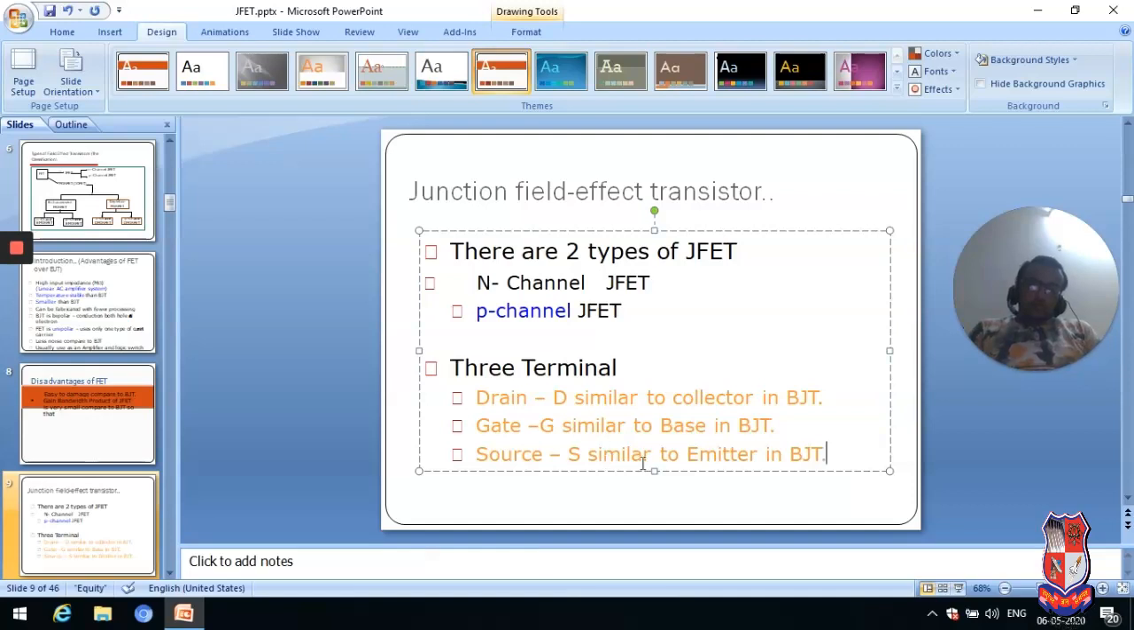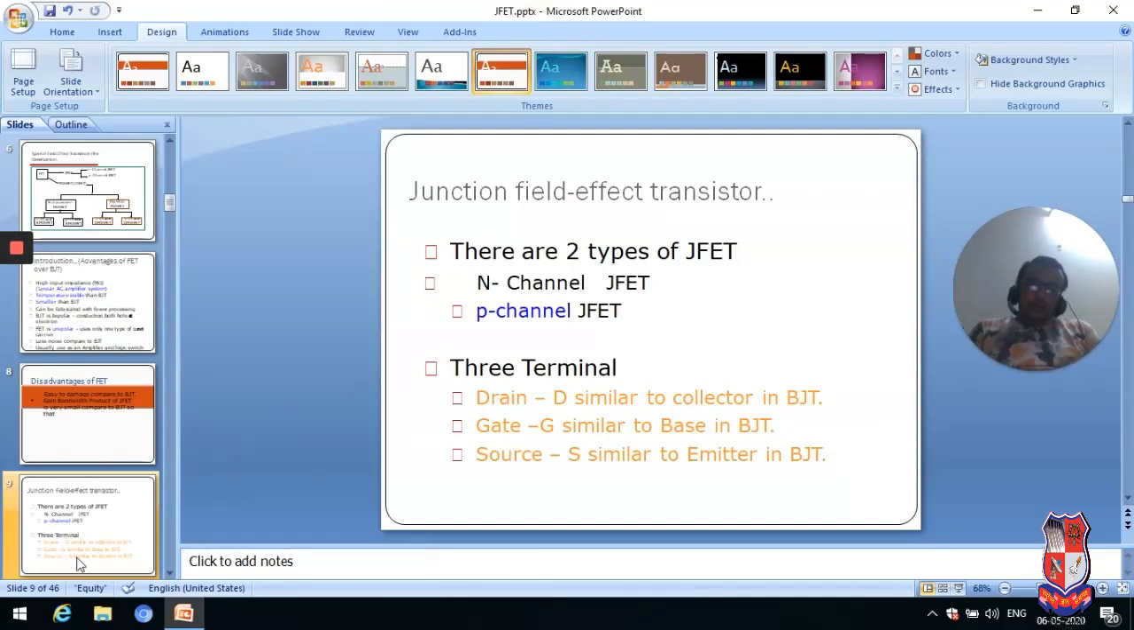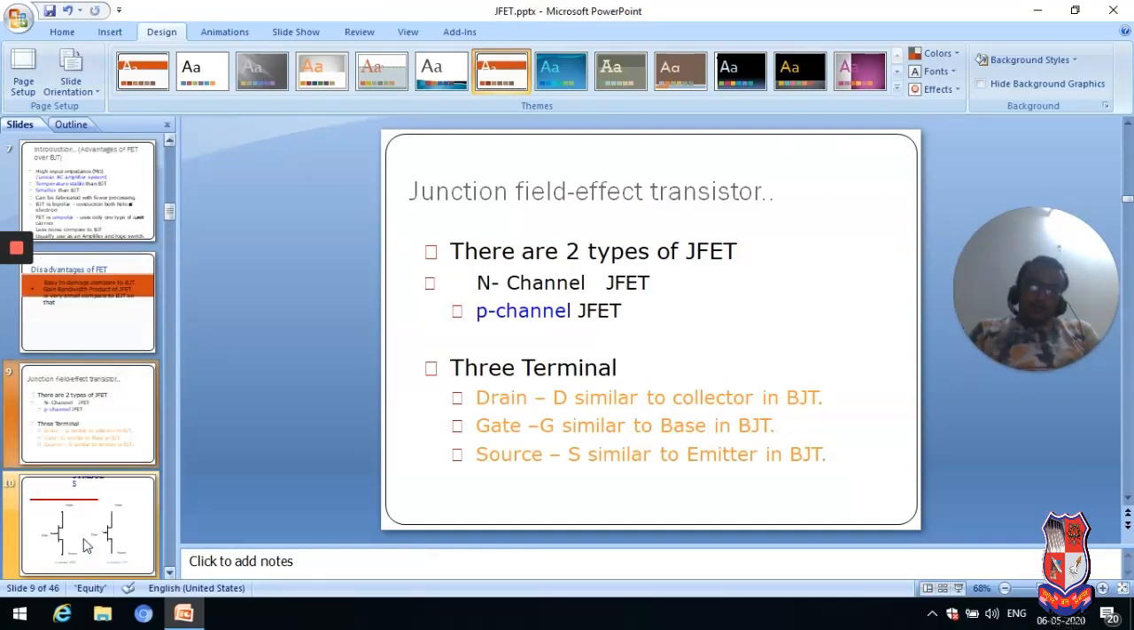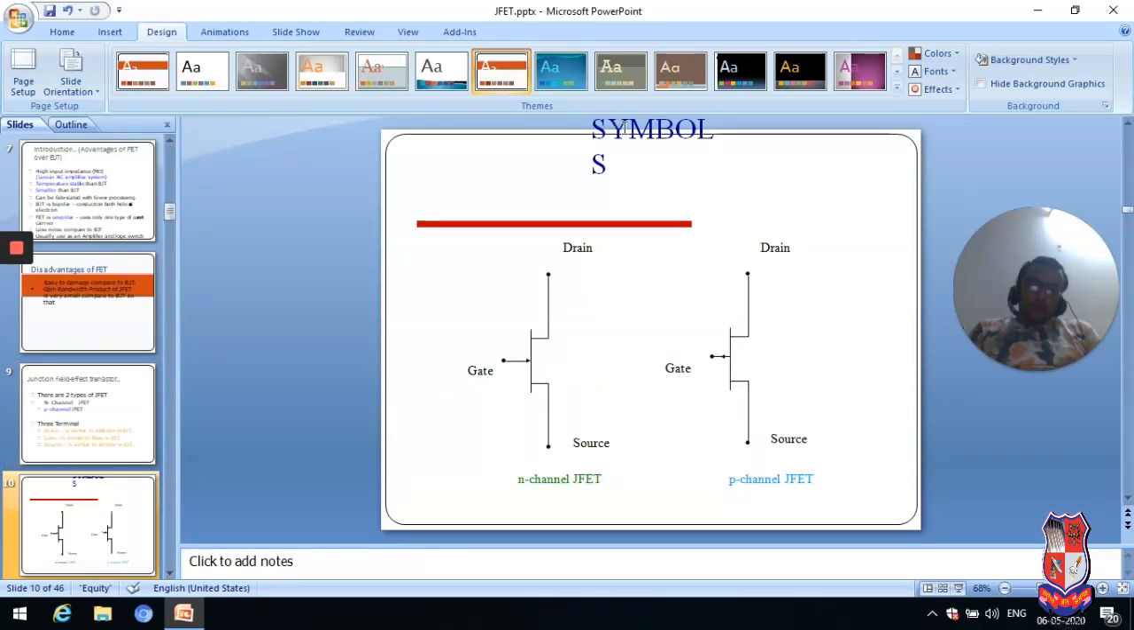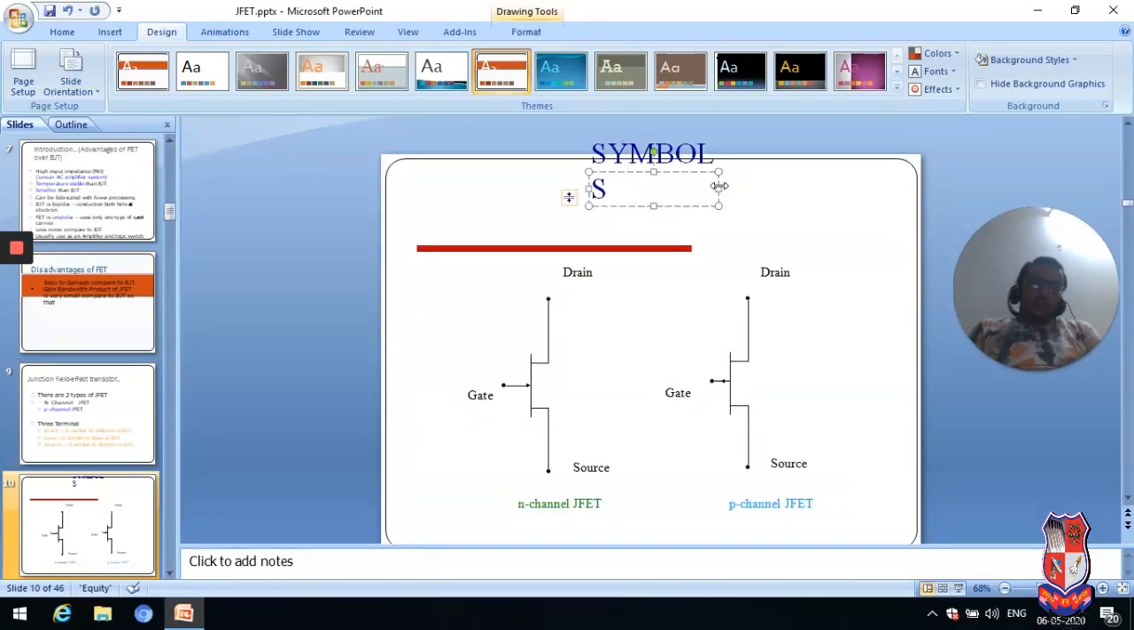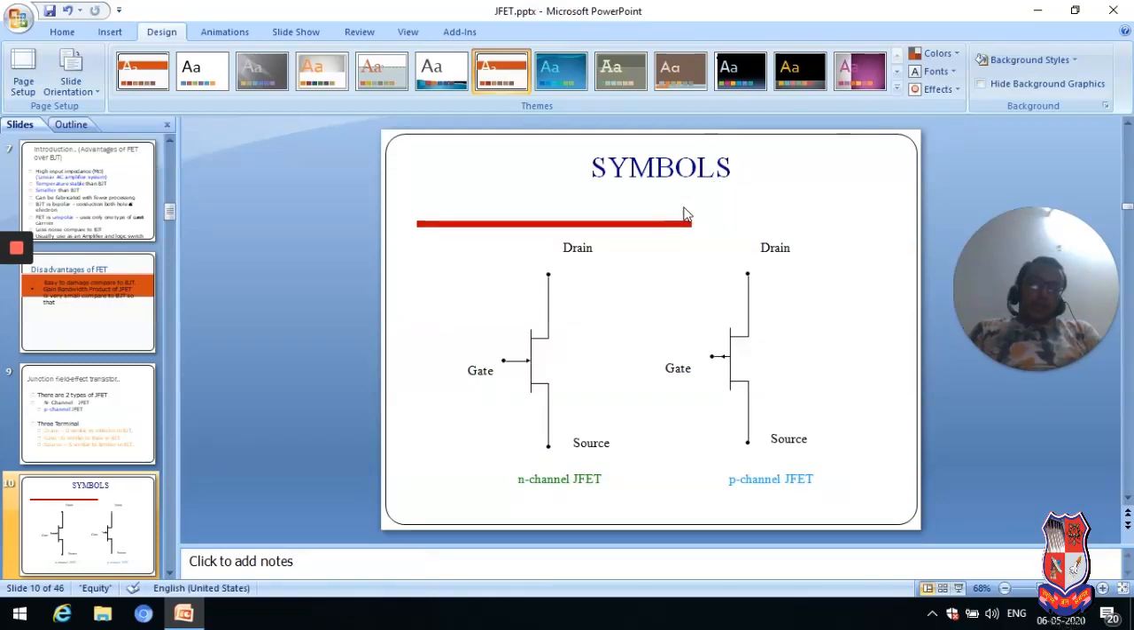Now I have explained the symbol. This is the symbol regarding the N channel JFET and P channel JFET. See this, in N channel JFET, the arrow is inside. In P channel JFET, the arrow is outside. What is the meaning of this arrow? This indicates the direction of current.